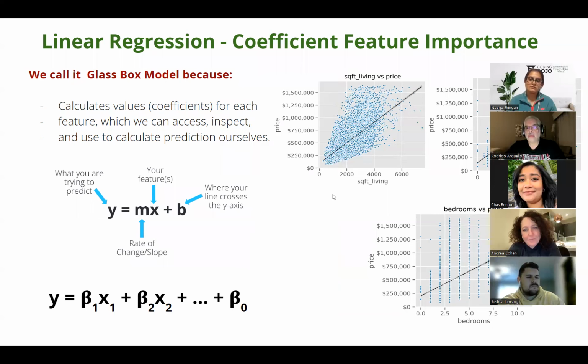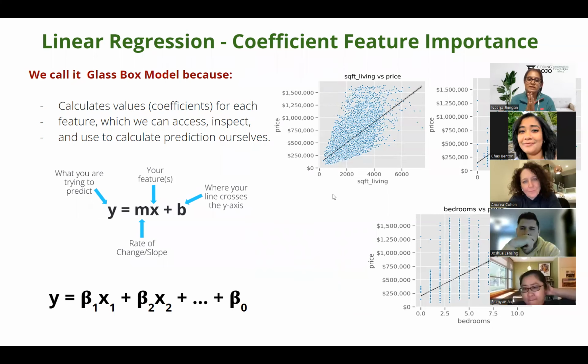This is where the feature importance, coefficient feature importance, jumps in. So this is a formula for your linear regression, y equals mx plus b. This is what you are trying to predict. This is your rate of change or slope. This is your feature, and this is where your line crosses the y-axis. Okay, and this is a formula.